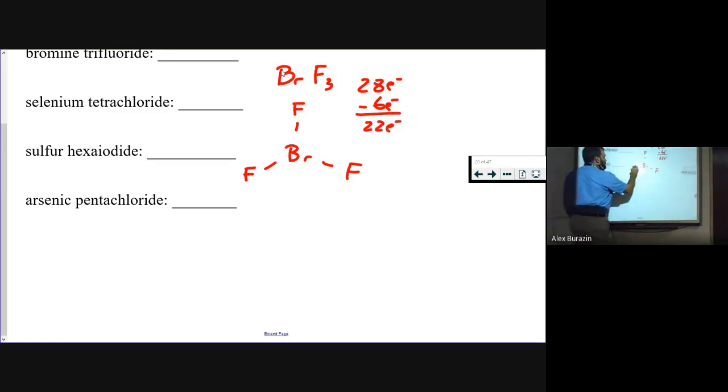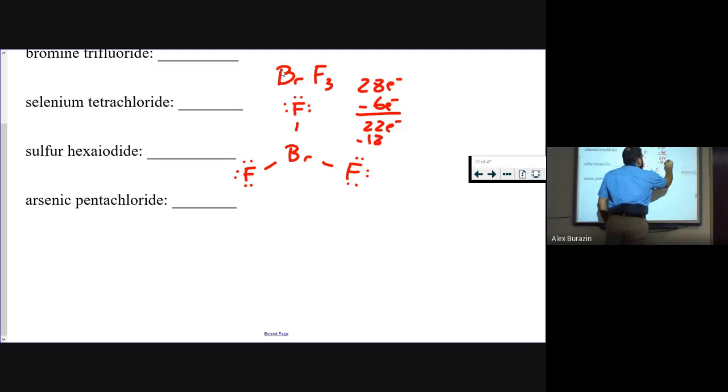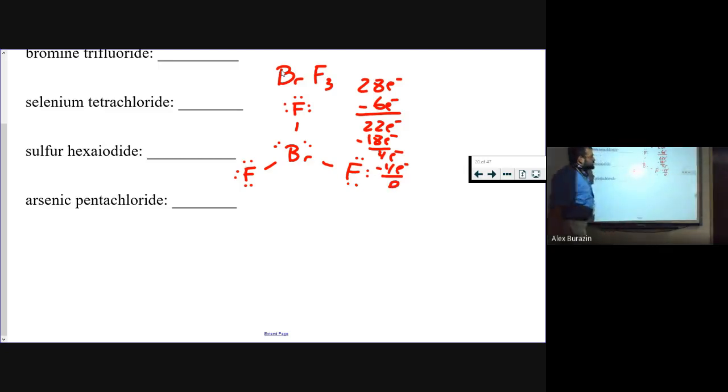22 left. I'm going to add these as many as I can around the outside. That's 18. I've got 4 left to go. I'll add them both to the center, both pairs, I should say. And that's my structure. Now, again, you could totally check formal charge. Spoiler alert, formal charges are all 0. We are good. Now let's analyze what we have.